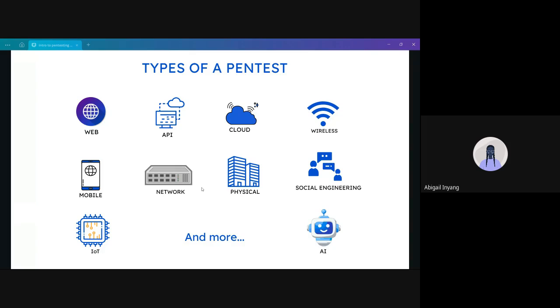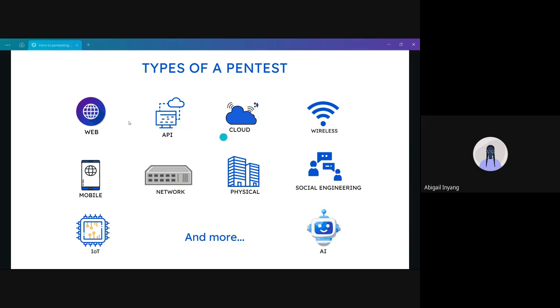You don't have to start out with all of them. If you're getting into penetration testing, you just have to pick which one you want to start with. I started with network penetration testing, because that's what you commonly start with. Then I moved on to web penetration testing. I focused on web penetration testing for a while before I discovered API penetration testing, and I started exploring API pen testing. Then I moved on to mobile, cloud.